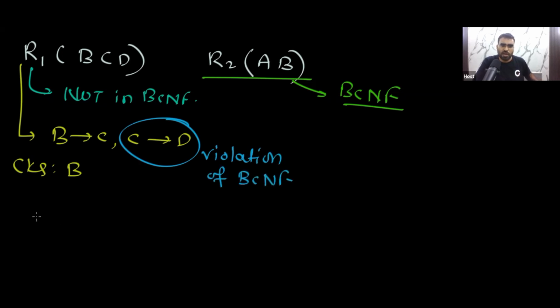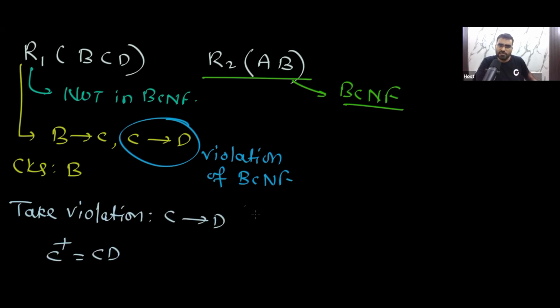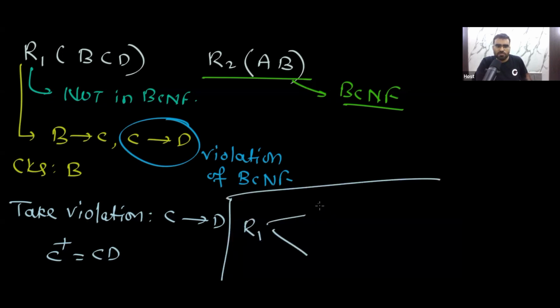Now what will you do? Now you will further decompose. Okay, very simple. Take this violation, C determining D. Find C closure, that is CD. Then this R1 you will further decompose into CD and BC. Yes or no? Okay, is this clear? Simple.